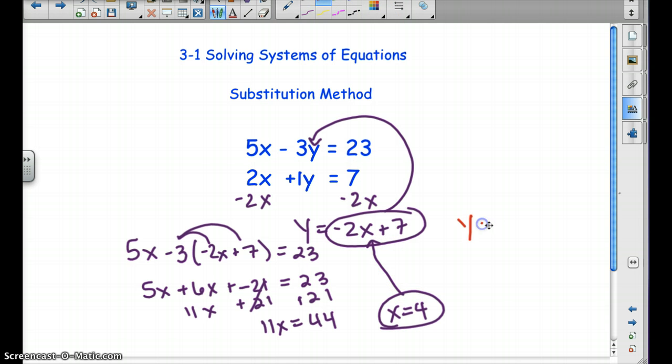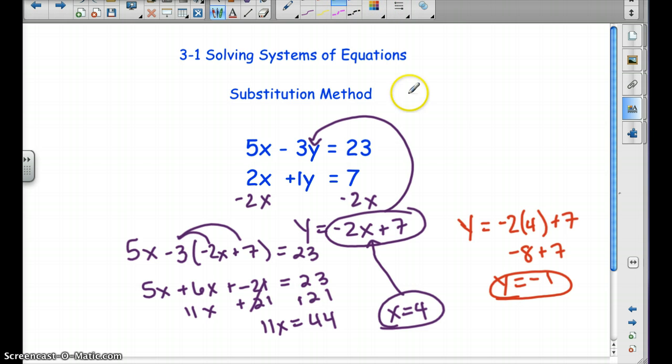Then we'll get y equals a negative 2 times 4 plus 7. So negative 8 plus 7, y equals negative 1. And our solution then we'll write as an ordered pair, 4 comma negative 1. So that's the substitution method.